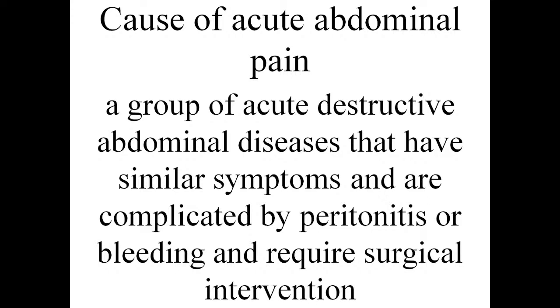On the next slide, you can see the definition of acute abdomen, the causes of acute abdominal pain. The acute abdomen is a group of acute destructive abdominal diseases that have similar symptoms and are complicated by peritonitis or bleeding and require surgical intervention. This is the most important definition of acute abdomen, and you must remember this.